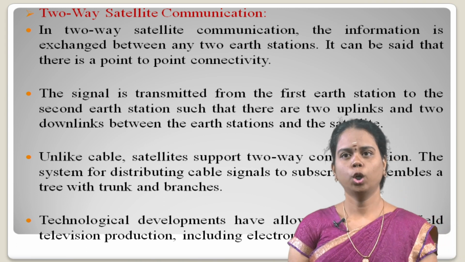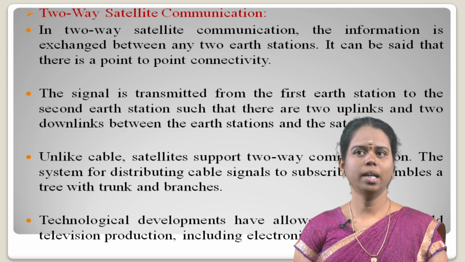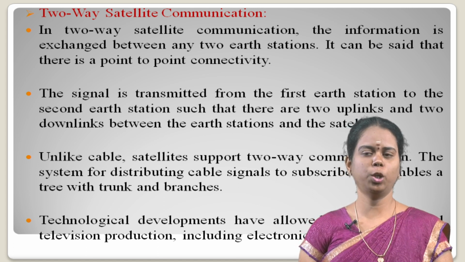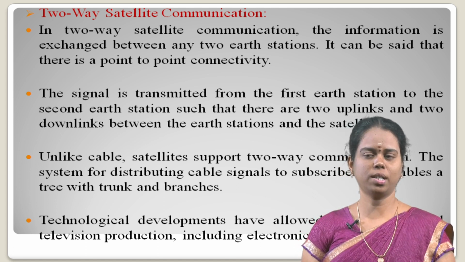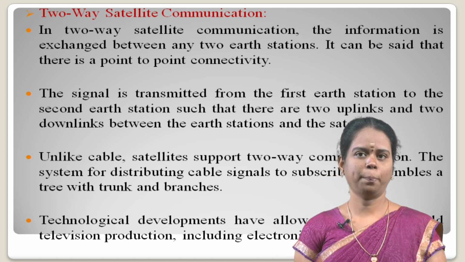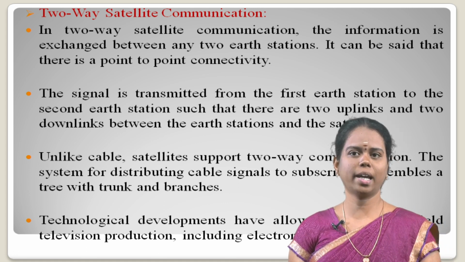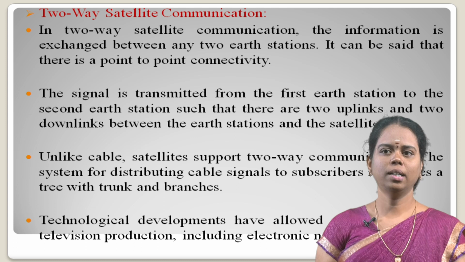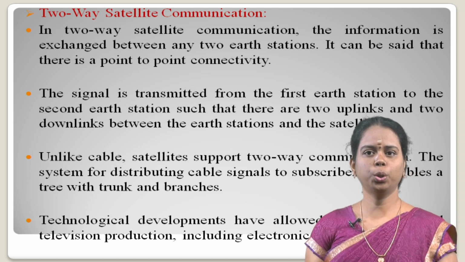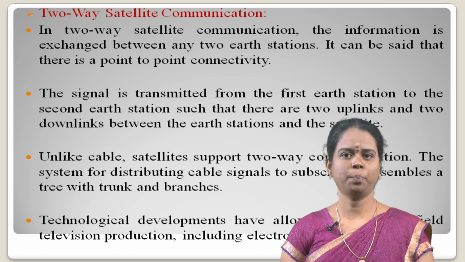Then the second one is two-way satellite communication. In two-way satellite communication, the information is exchanged between any two earth stations. It can be said to be point-to-point connectivity. The signal is transmitted from the first earth station to the second earth station such that there are two uplinks and two downlinks between the earth stations and the satellites.